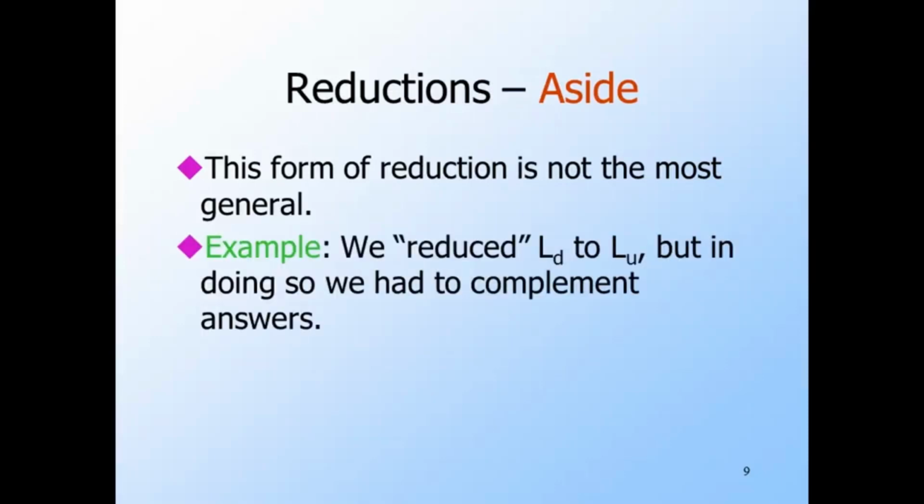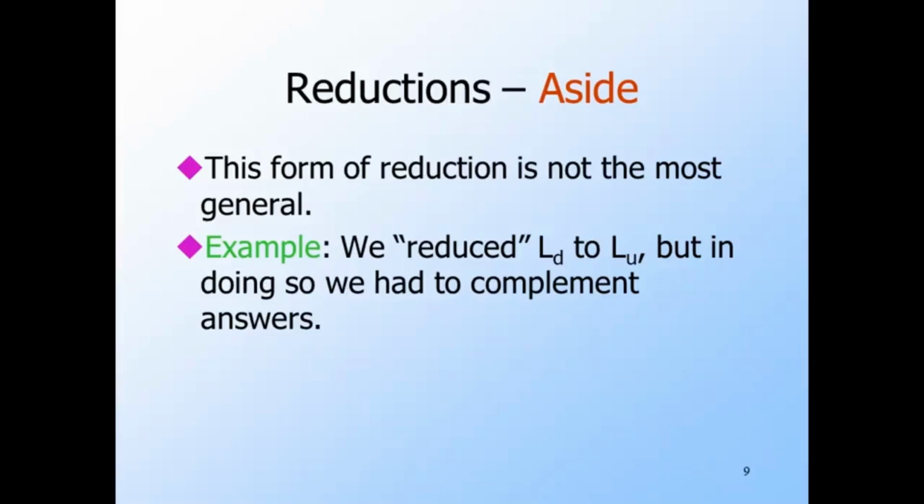We actually saw one example of a more complex reduction where we started by assuming that there was an algorithm for L sub u, the universal language, and showed how we could then construct an algorithm for L sub d, which we know does not exist. However, the hypothetical algorithm we constructed for L sub d involved more than just turning one string into another. We first had to check whether the input W was a well-formed code for a Turing machine, and if not, we answered the question directly.